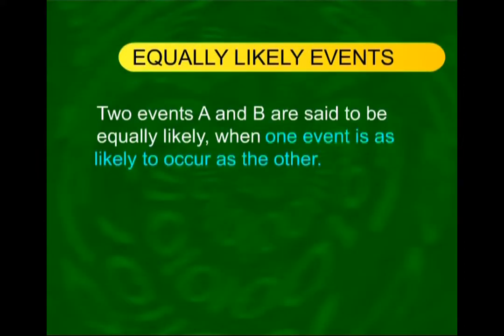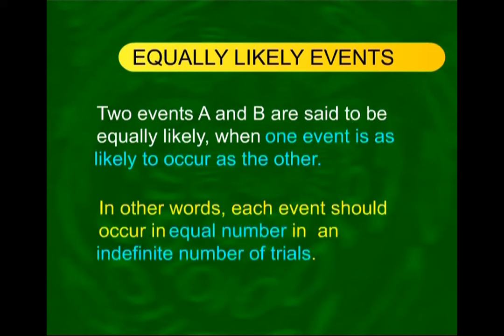All right, the next concept that I would like to review with you is the concept of equally likely events, a concept that is very basic and important for the classical definition of probability that I will be discussing in a short while. As you now see on the screen, two events A and B are said to be equally likely when one event is as likely to occur as the other. In other words, each event should occur in equal number in an indefinite number of trials.